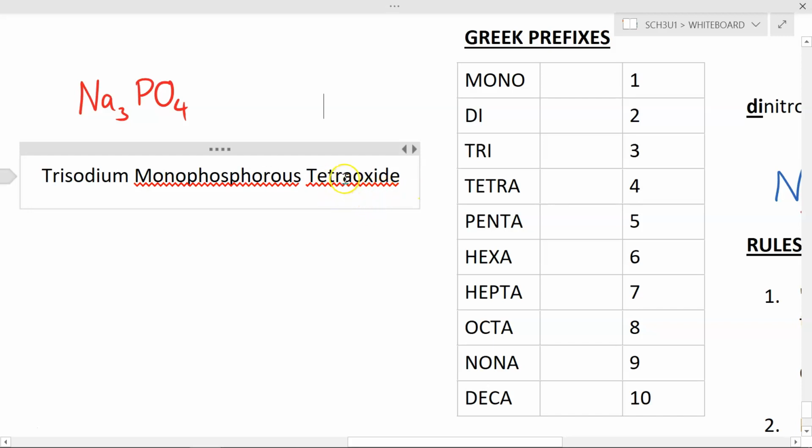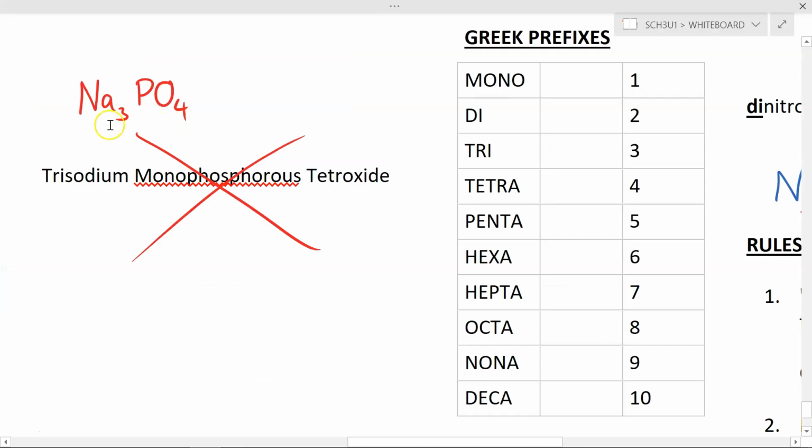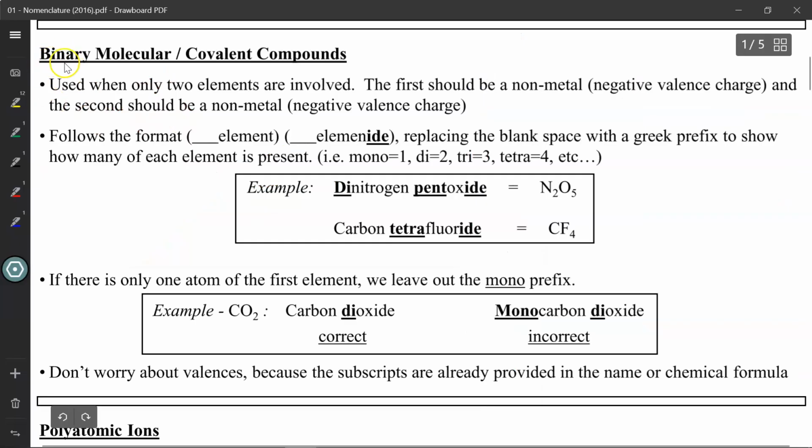Now they made a mistake here because there's 2 vowels side by side, so you have to remove the A from the prefix and just say tetroxide. So trisodium, monophosphorus, tetroxide. Ooh, sounds scientific, but wrong. Remember, this naming system is called binary molecular. You've got more than 2 elements here, 1, 2, 3, sodium, phosphorus, oxygen. You have 3 elements here. So it's definitely not binary.